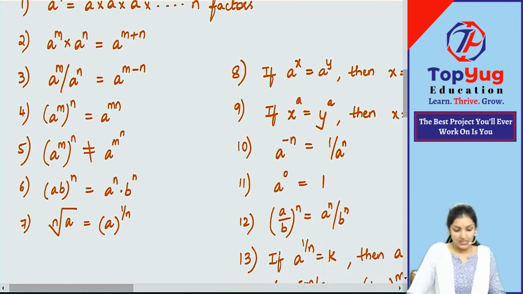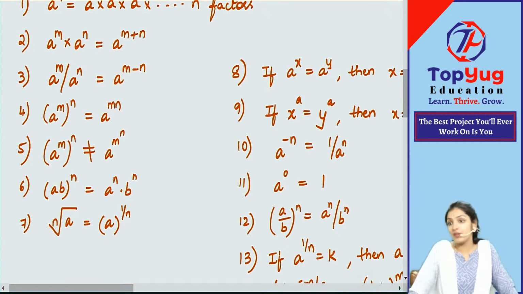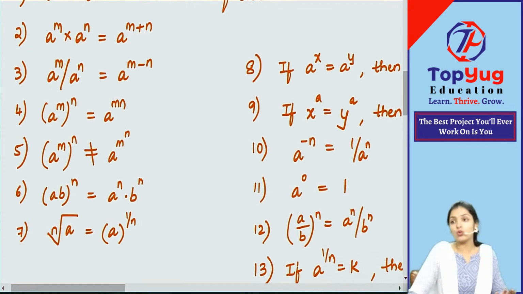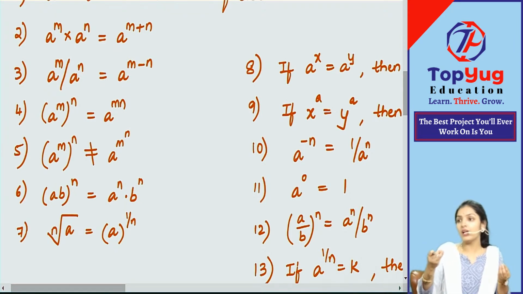Okay. Now sixth one is a into b to the power whole to the power n is nothing but a to the power n into b to the power n. Similarly, nth root of a is nothing but a to the power 1 by n. Nth root is, this is like this ma, like square root of a.